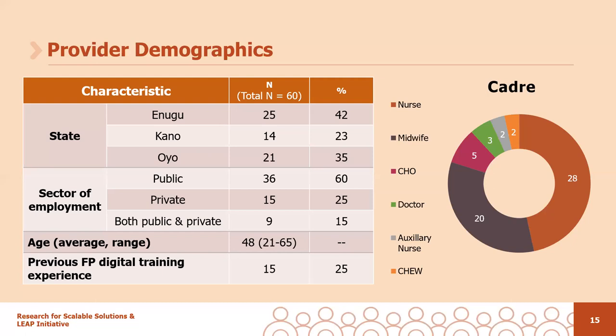So just like Helen has said earlier on, we recruited providers from three states and both public and private health sectors. About 40% of these providers were from Enugu, 35% were from Oyo, and about 23% from Kano. Approximately 60% of these providers were from the public sector, and an additional 15% reported to work in both the public and private sector. Provider age was about 48 years, and a quarter of the providers had previous family planning training on digital components, and nearly half of these providers were nurses. More than one third were midwives.